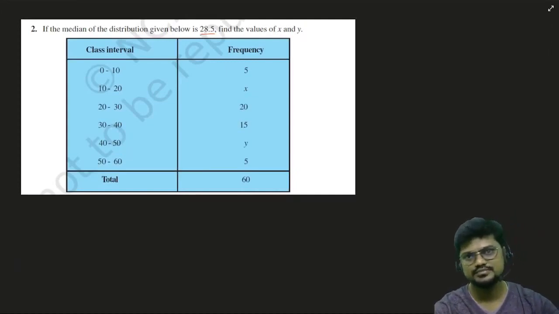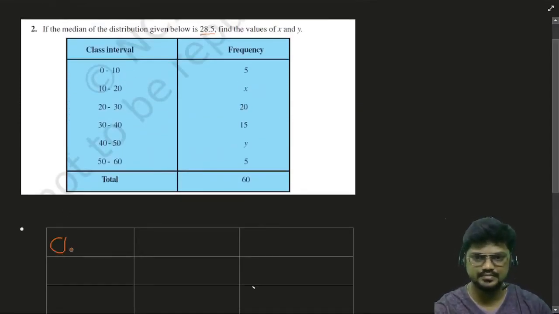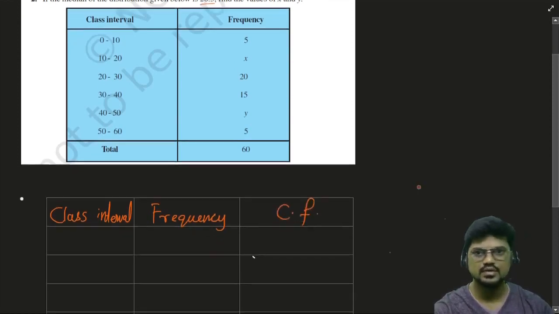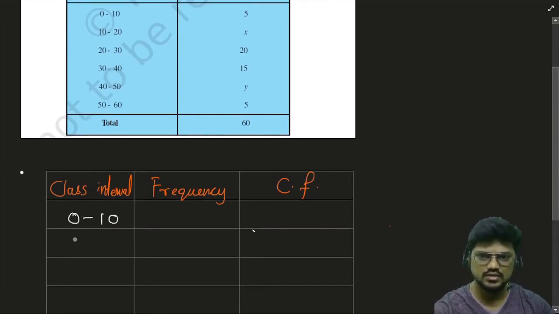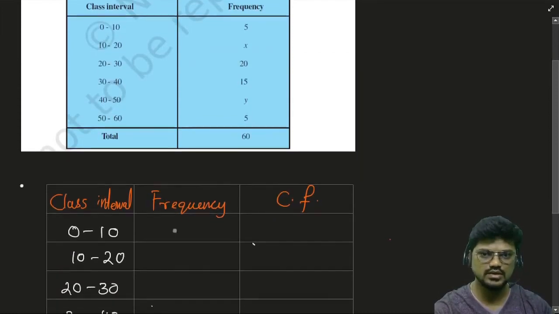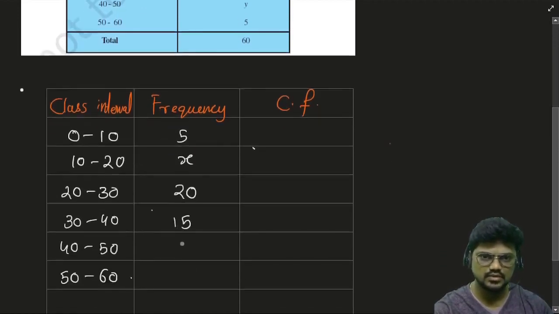We'll make a table now over here. What all values you have? Class interval. Over here you have frequency. And over here, cumulative frequency. The readings which you have are from 0 to 10, 10 to 20, 20 to 30, 30 to 40, 40 to 50, and then 50 to 60. And then the frequencies are 5, x, 20, 15, y, 5.